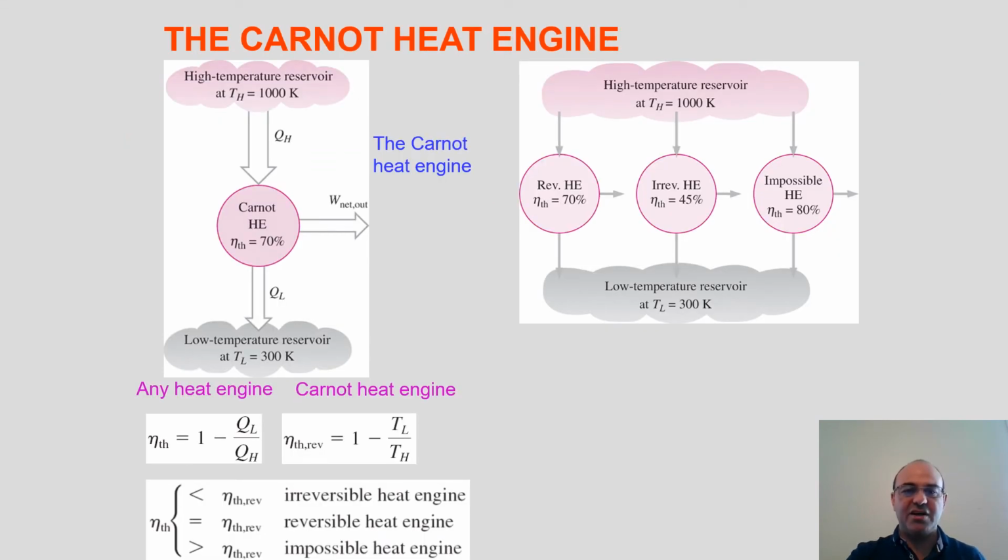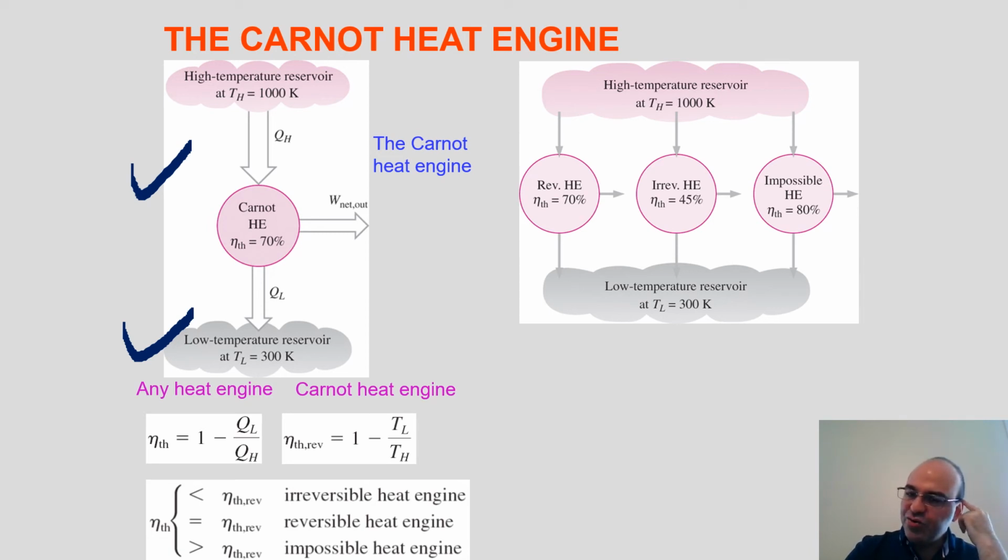Okay, so now back to the Carnot heat engine. What you see here on the left is a Carnot cycle, with QH coming from the source and QL going to the sink. We don't know QH and QL, but we do know the temperature of the source and the sink. Therefore, the thermal efficiency of this Carnot cycle is 1 minus T sub L over T sub H, which is 1 minus 300 over 1000, 70%.